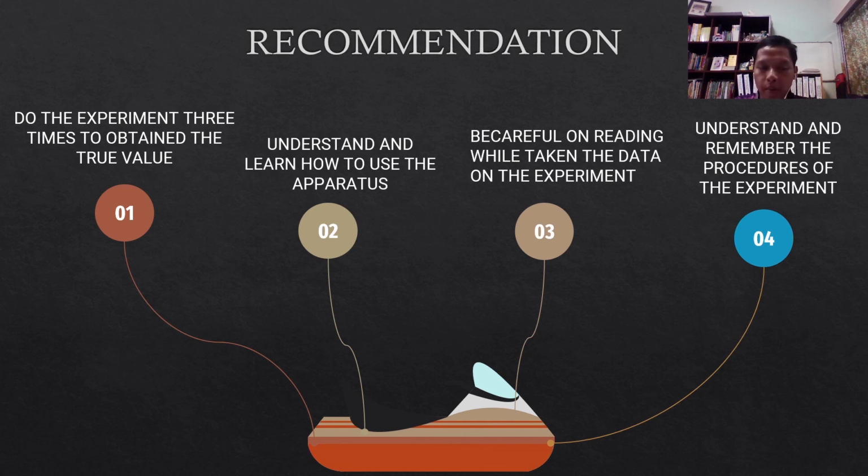So on the recommendation: number 1, do the experiment 3 times to obtain the true value. Next is to understand how to use the apparatus. Number 3 is to be careful on reading while taking the data of the experiment. And number 4 is to understand and remember the procedure of the experiment.